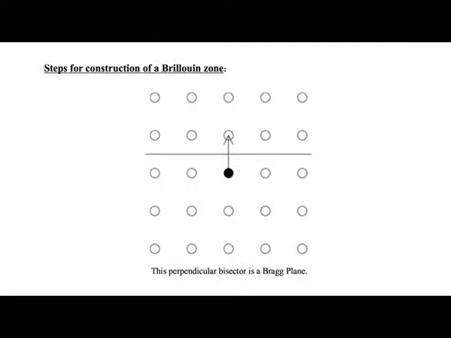Now, the third step is to draw a perpendicular bisector to the first line. The first line was the line with which we connected 2 points in a reciprocal lattice, having considered one of the points in the reciprocal lattice as its origin. This perpendicular bisector, as you can see in the figure there, can be considered as the Bragg plane.